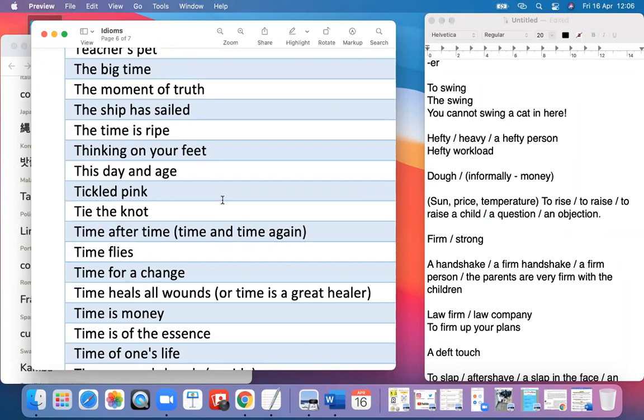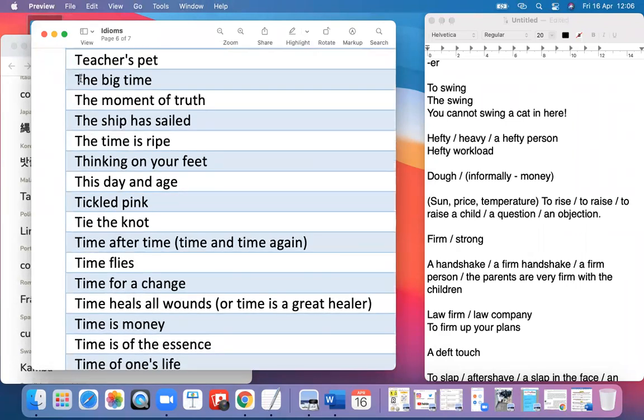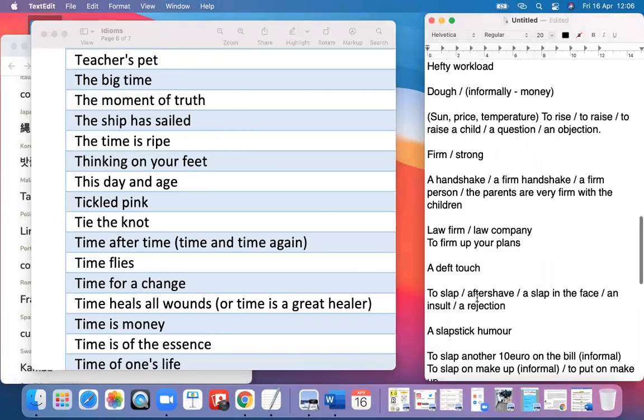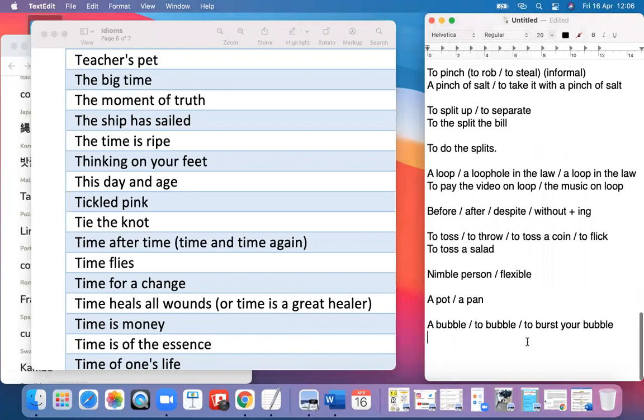They are very famous in movies, in series. We use idioms all the time. And the last expression we finished was the big time, or teacher's pet. If you remember, the teacher's pet is an expression for the boy or the girl that wants to be the favorite of the teacher. So this is a teacher's pet who always is very polite, or who really has a desire to be the favorite of the teacher. So that's a teacher's pet.